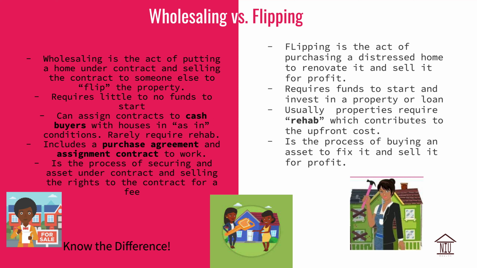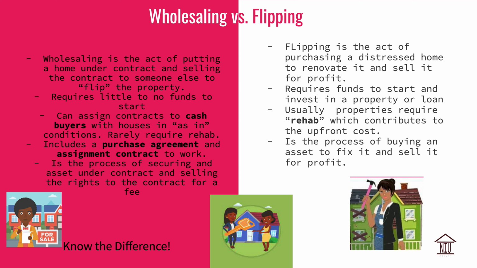Wholesaling versus flipping. It's easy to get wholesaling versus flipping confused because they're very similar. But wholesaling is the act of putting a home under contract and selling that contract to someone else to flip the property. It requires little to no funds, and you can assign contracts to cash buyers with houses in as-is condition. They rarely require you to do anything to them. This also includes a purchase agreement and an assignment contract to work.